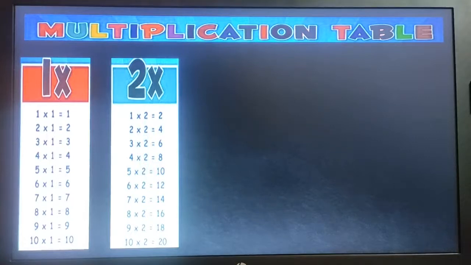1 into 2 is 2. 2 into 2 is 4. 3 into 2 is 6. 4 into 2 is 8. 5 into 2 is 10, 6 into 2 is 12, 7 into 2 is 14, 8 into 2 is 16, 9 into 2 is 18, 10 into 2 is 20.